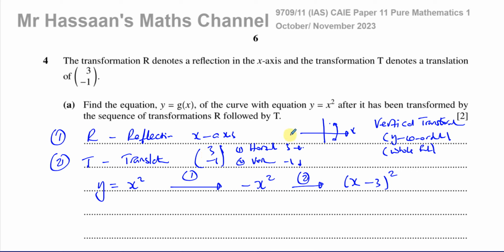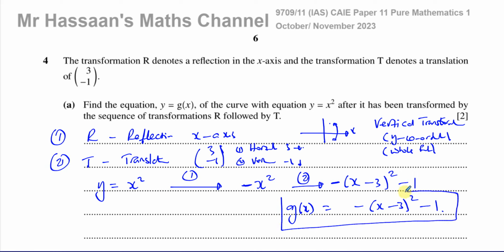And then you've got minus 1. That's vertical, so it's going to affect the y coordinates. It's going to go down, so you add this to the whole function. It's going to be minus 1. You've got the minus in front from the first part, and then you do (x minus 3) squared minus 1. So that's going to be our function g of x. We can say g of x is equal to minus (x minus 3) squared minus 1. And there's the answer for this.